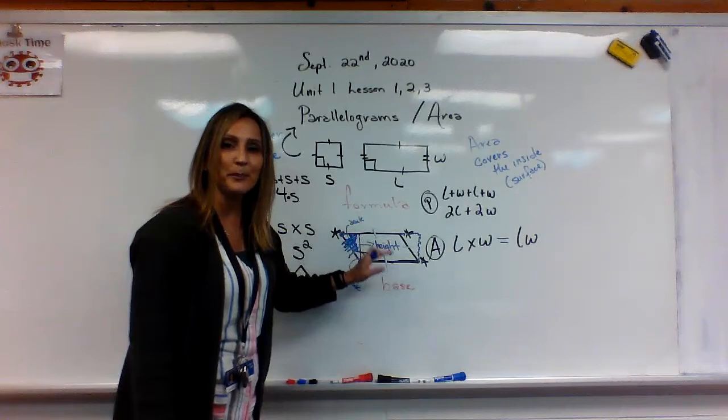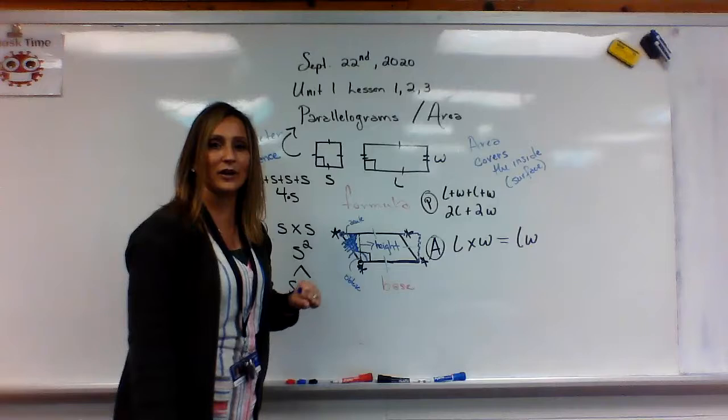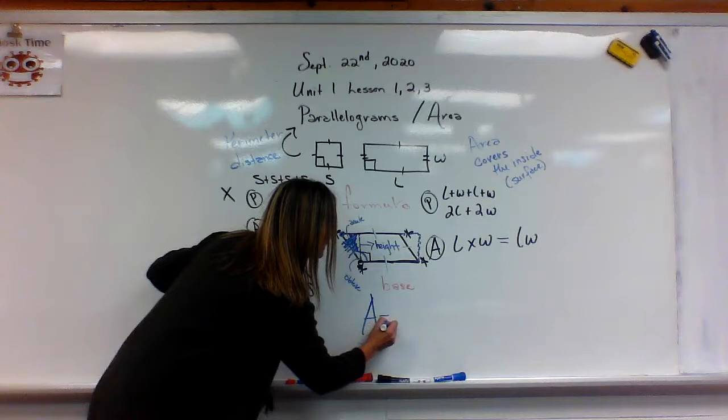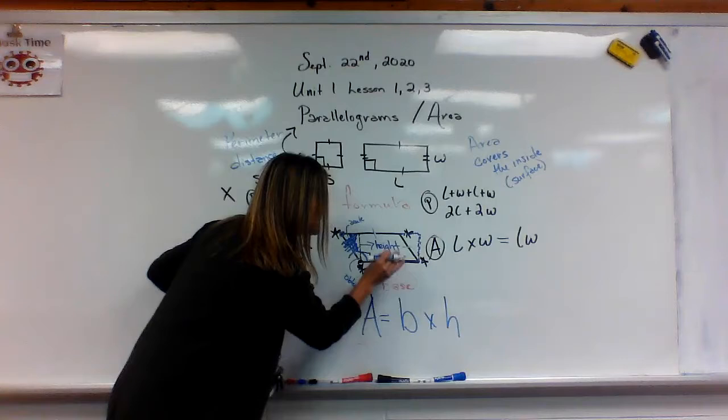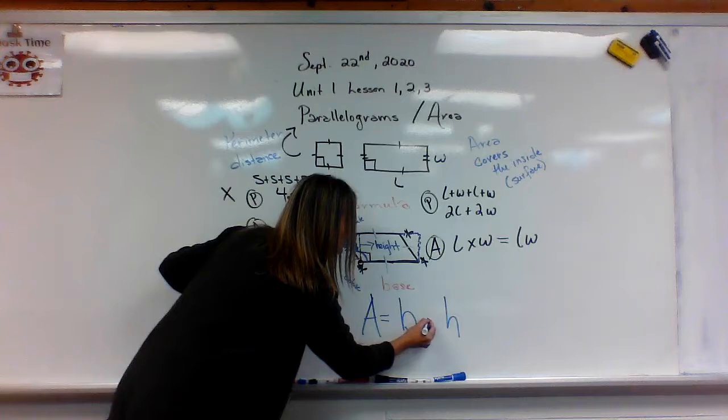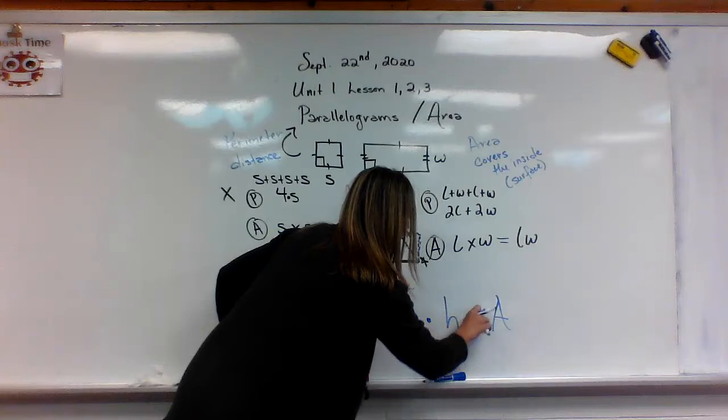I turned a parallelogram into the creation of a rectangle, and I can now find the area, because the area of a parallelogram is the base times the height. I know the base, I know the height. Remember, I'm not going to use the X anymore. I might use a dot, or I might just say that area is equal to base times height.